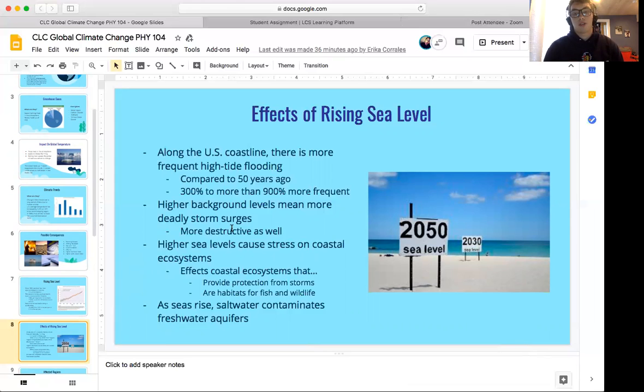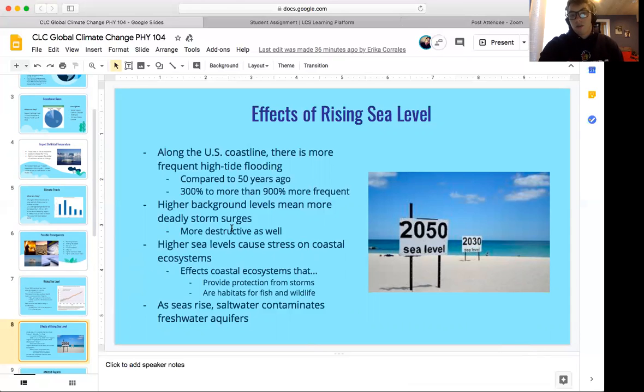Because of how much water will be picked up during a storm, it will be more destructive as well, and a lot of lives could be lost. Like Hurricane Katrina, it could be worse than that. And then the higher sea levels cause stress on coastal ecosystems. Some of the ecosystems that affects are ones that provide protection from storms and habitats for fish and wildlife. Then as seas rise, salt water contaminates freshwater aquifers.